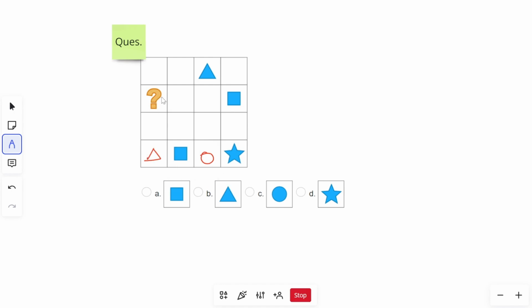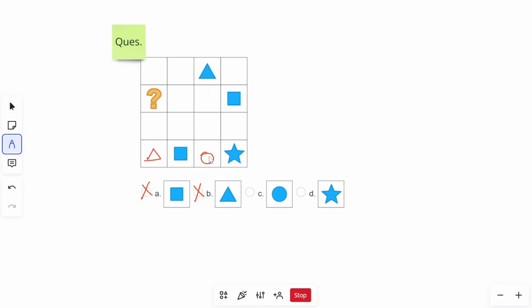Now let's start eliminating which cannot come in the question mark. First of all, square cannot come because square is coming in the same row. Also triangle cannot come because triangle is also coming in the same column. Now we have two options, which is circle and star. So now even before looking at that, let's try to fill in some more other empty boxes.